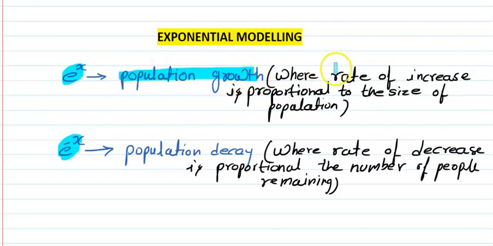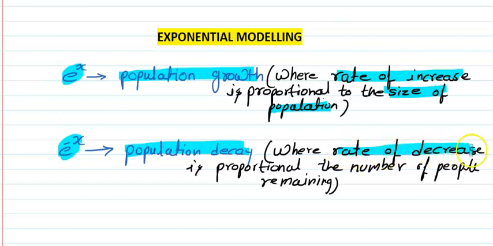Population is growing. So if it is growing, then we can say the rate is increasing, where the rate of increase is proportional to the size of the population. And e to the power minus x gives us negative or decreasing, like population or radioactive decay. So I have taken an example of population decay, where the rate of decrease is proportional to the number of people remaining, and in the top one, the rate of increase is proportional to the size of population. This is what you need to know.